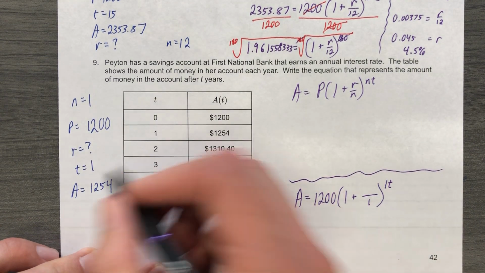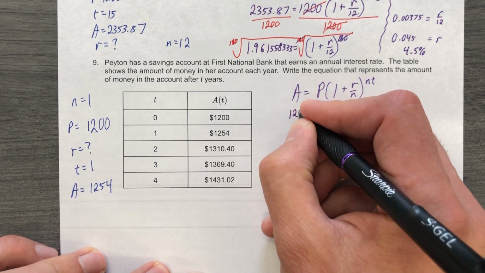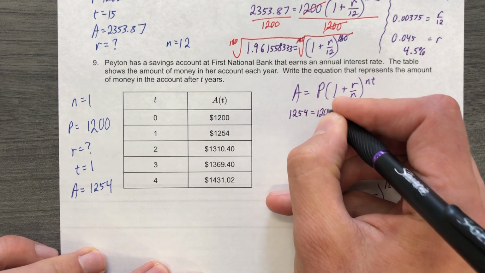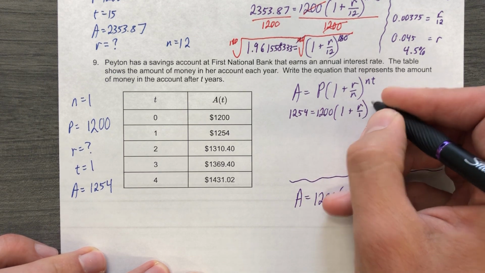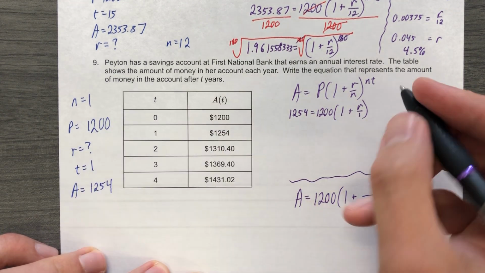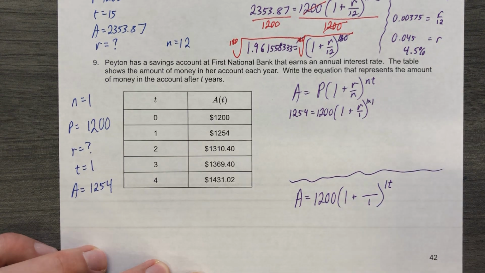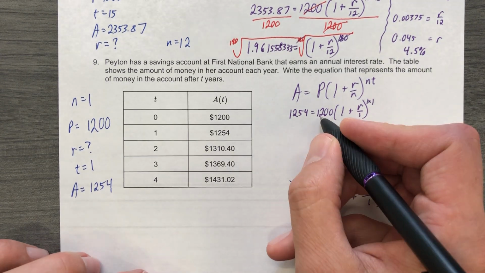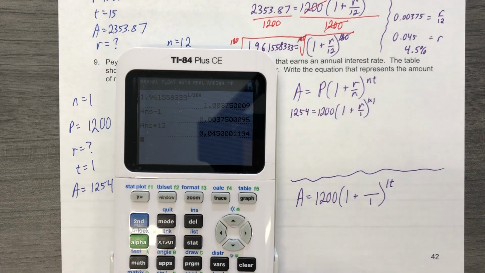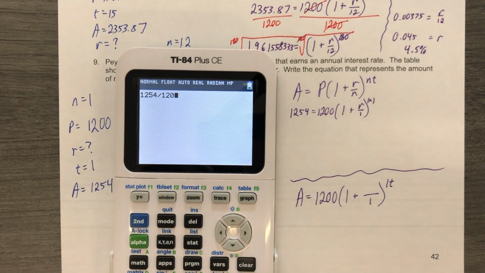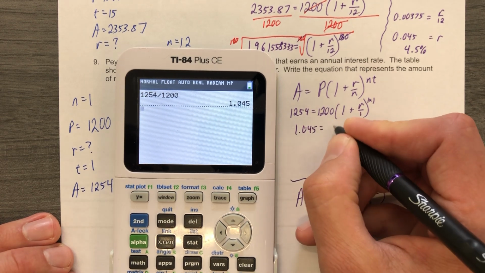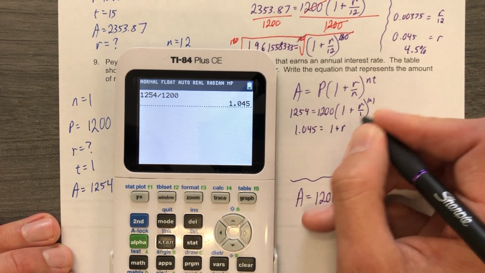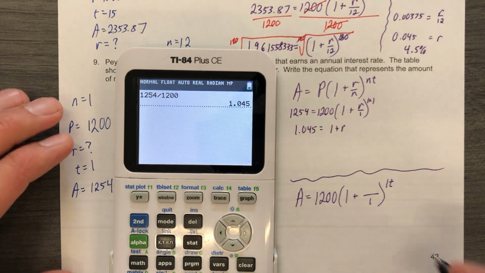So use this information to find R. So 1254 equals 1200, 1 plus R over N to the 1 times 1, that's 1 times 1. There's a lot of unnecessariness in there. Let's go ahead and divide by 1,200. I'm not going to show that work. Just 1254 divided by 1,200, and that's going to be 1.045. And I have 1 plus R over 1 to the 1. It's to the 1. That changes nothing.